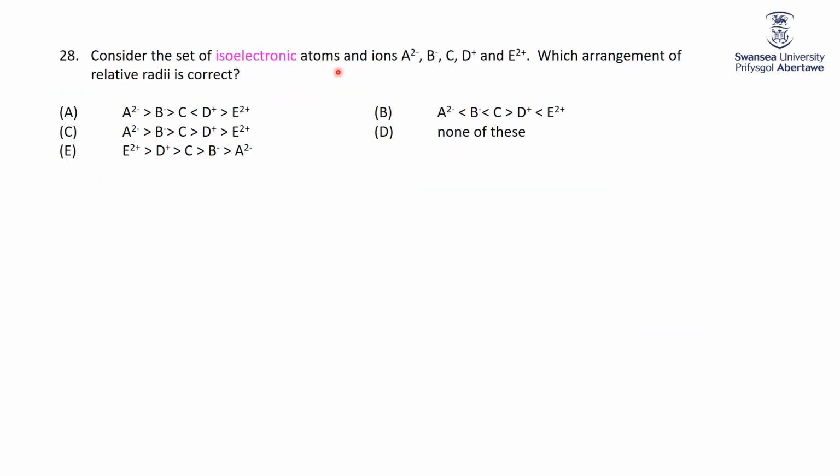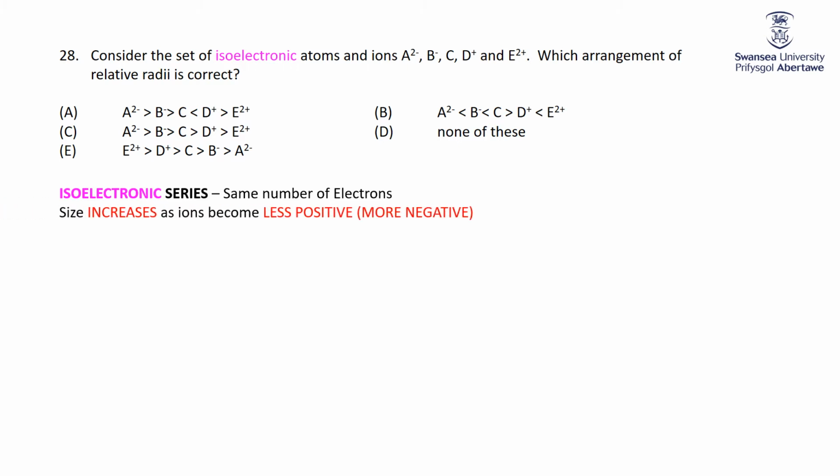Consider the set of isoelectronic atoms and ions, which arrangement of relative radii is correct? Well, if they're isoelectronic, that means same number of electrons, and the size increases as the ions become less positive or more negative. Same number of electrons, so you look at the protons, and the fewer protons you have, the less tightly the electrons are being held, so the ion will get bigger. So this is the biggest one, A2 minus. E2 plus is the smallest one. Less positive, more negative, bigger; more positive, smaller.